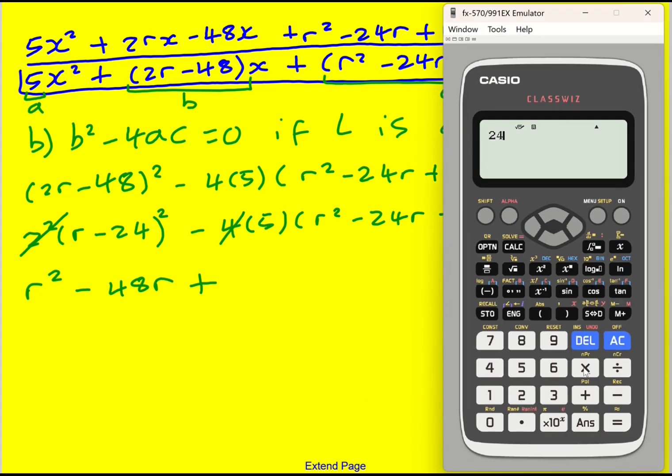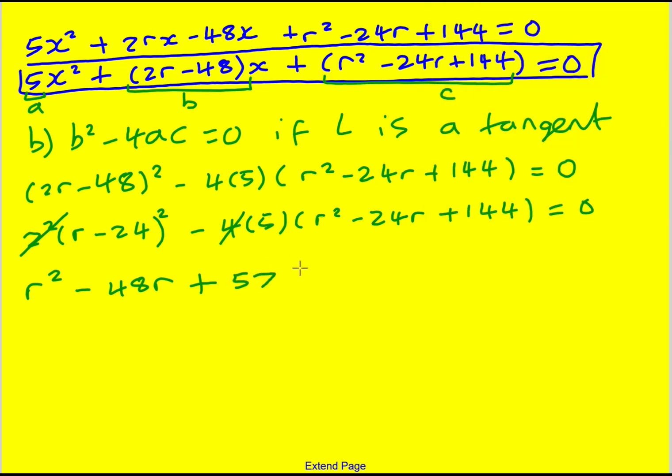I feel like I should know that one. 576. I was thinking that, believe it or not, but I didn't want to get it wrong. And then minus 5r squared plus 5 times 24 is 120. And then 5 times 144 is minus 720.